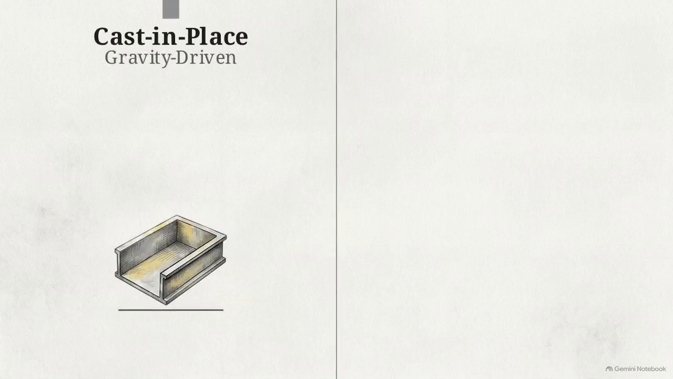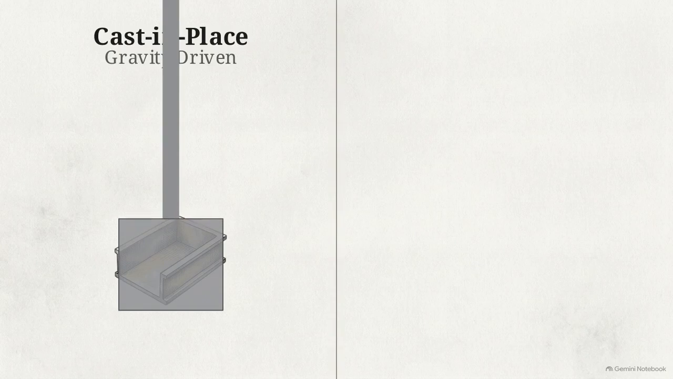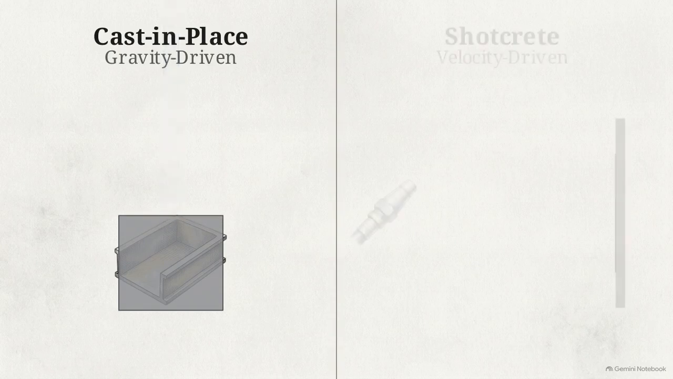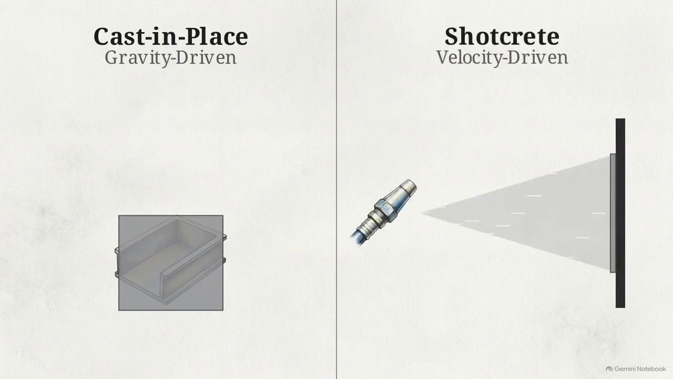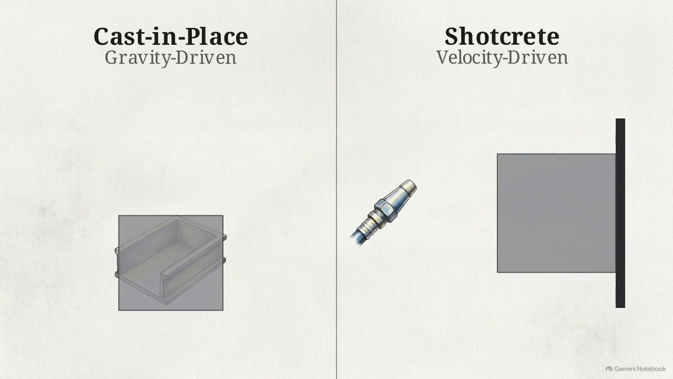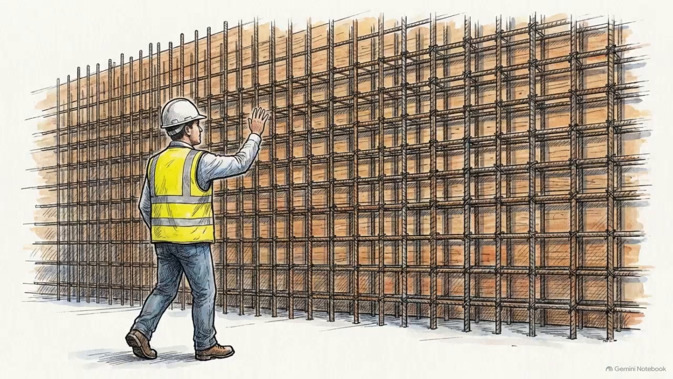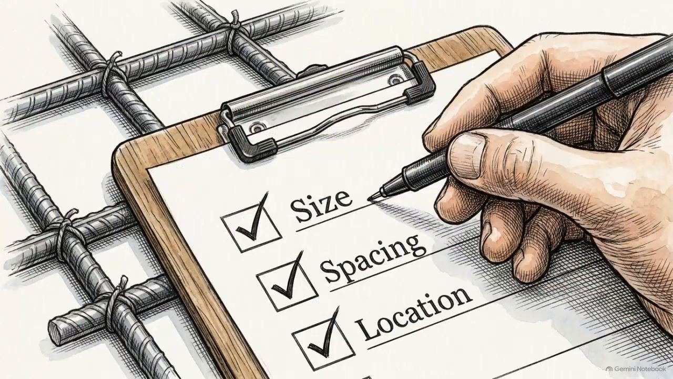Standard cast-in-place concrete relies on gravity, dropping a fluid mass vertically into a form. Shotcrete relies on high-velocity impact, driving a horizontal stream of material directly against a receiving surface. The inspection process begins with standard verifications. The inspector checks bar size, grade, spacing, location, and embedments against the project documents.